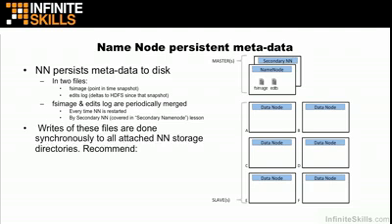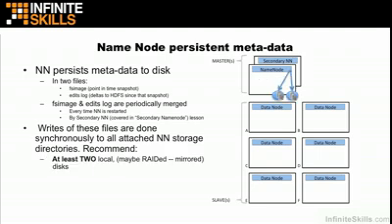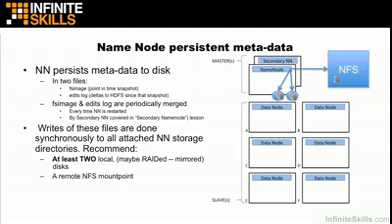The writes of these files, both the FS image and the edits log, are done synchronously to all attached name node storage directories. I highly recommend using at least 2 local, perhaps mirrored RAID disks on the name node, as well as a remote NFS mount point and heavy monitoring of all these disks. It's also highly recommended to do offsite daily or weekly full FS image backups. Again, if you have one purpose in life as a Hadoop administrator, it's to make sure we never ever lose the FS image and the edits log.